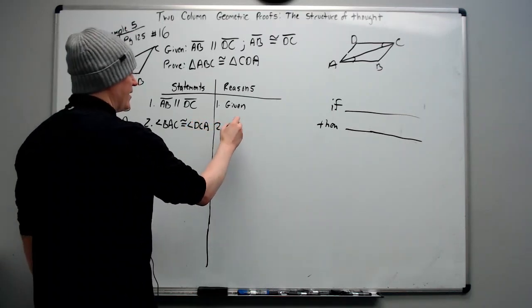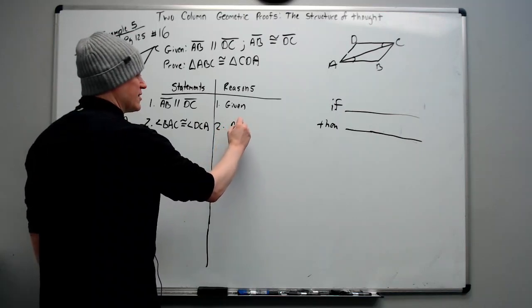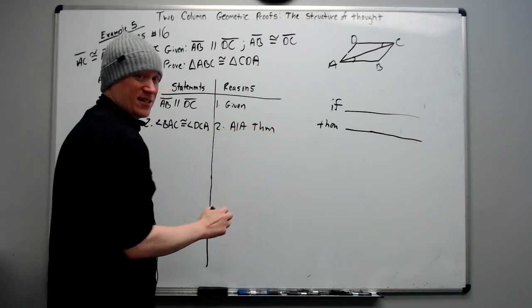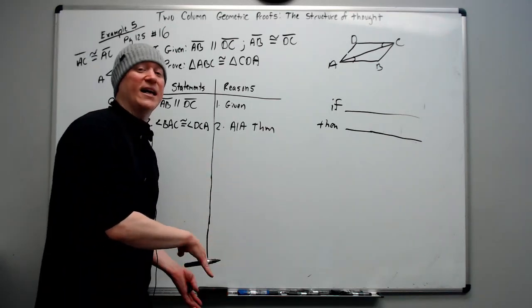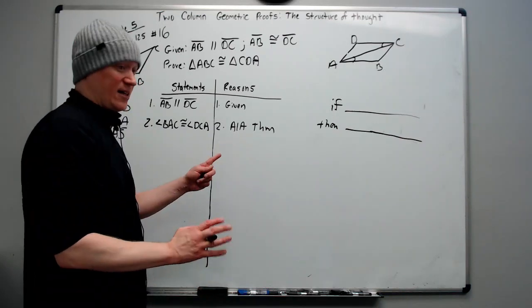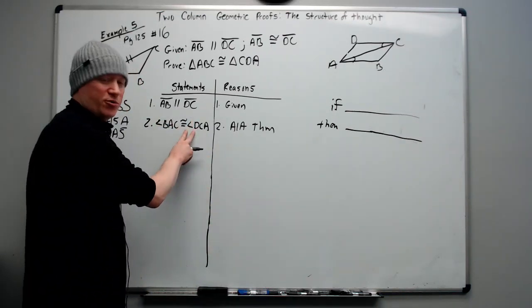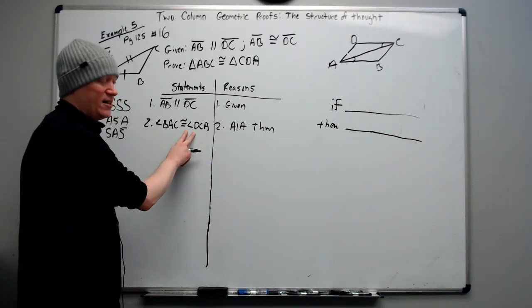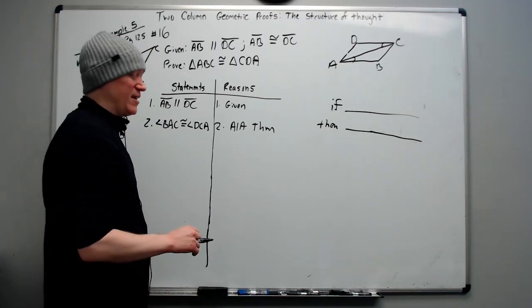And that will be alternate interior angles theorem. Not the converse this time. The converse is when you don't know lines are parallel and you're proving them parallel. The regular theorem, the non-converse version, is when you know the lines are parallel and you're proving the angles are congruent. Okay? So it's kind of like a biconditional, but not really because it's not a definition.